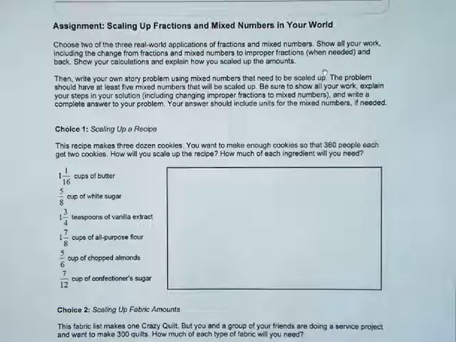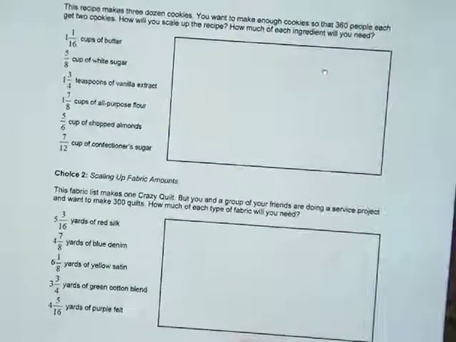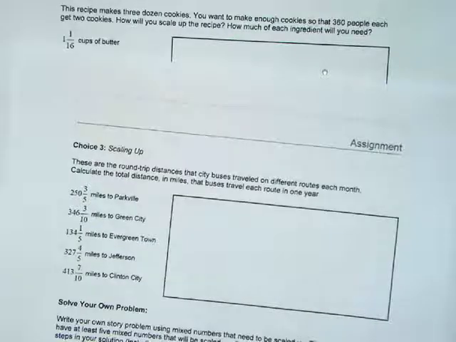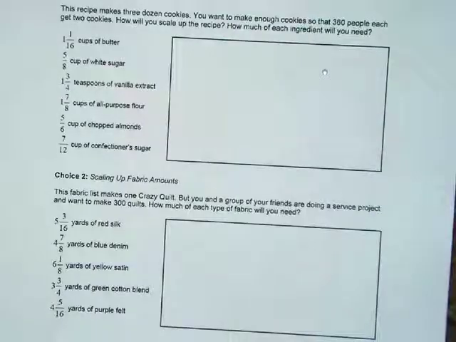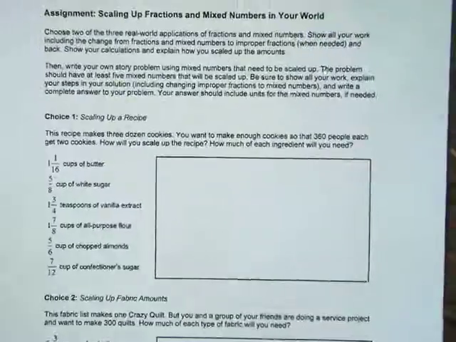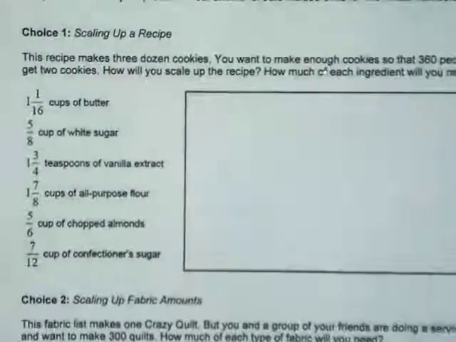Now, with that, I would just recommend doing another recipe or something to that effect. We have 3 choices. Choice 1 is a recipe, choice 2 is fabric amounts, and choice 3 looks like we're traveling miles or something like that, distances. I'm going to show you just a couple parts of choice 1 so that you can follow along and see what I'm doing. And then you try it and see how well you do.